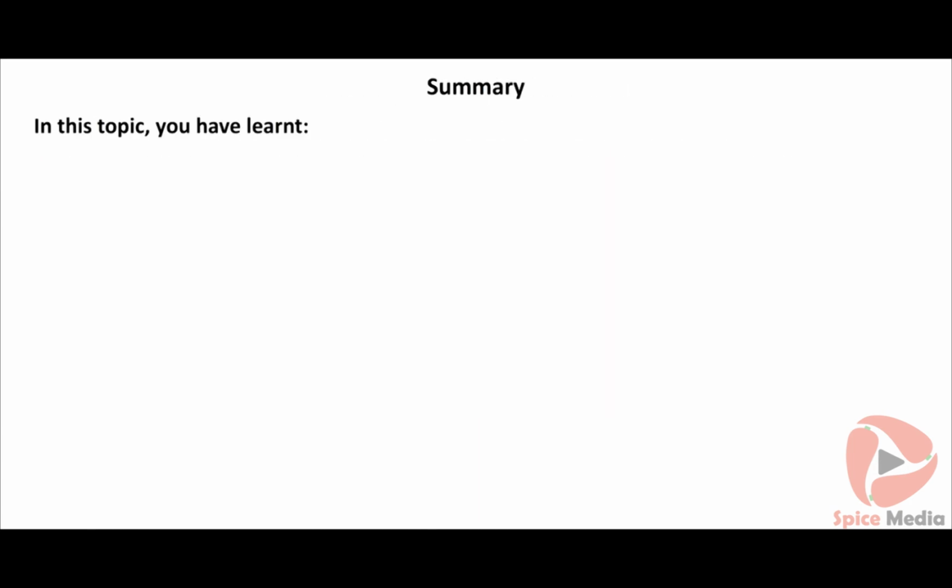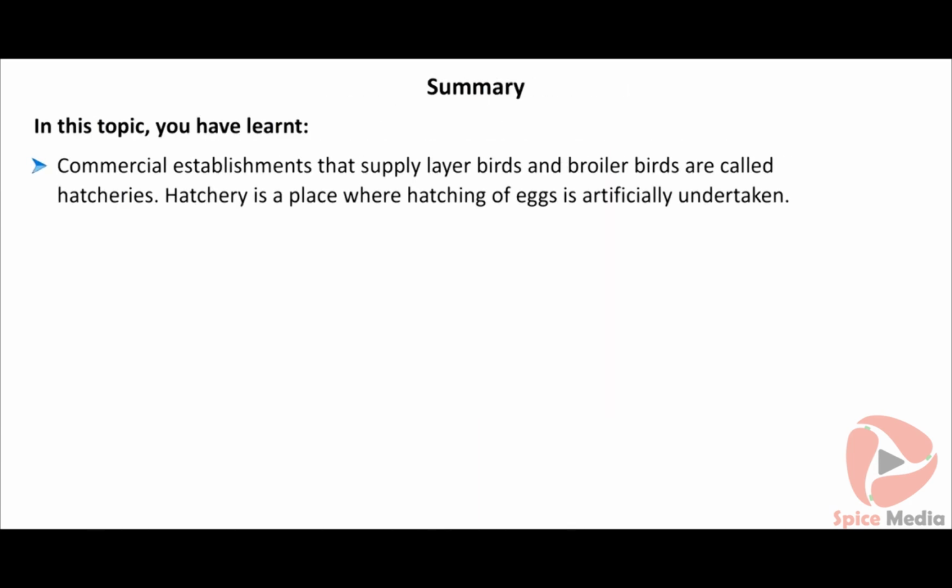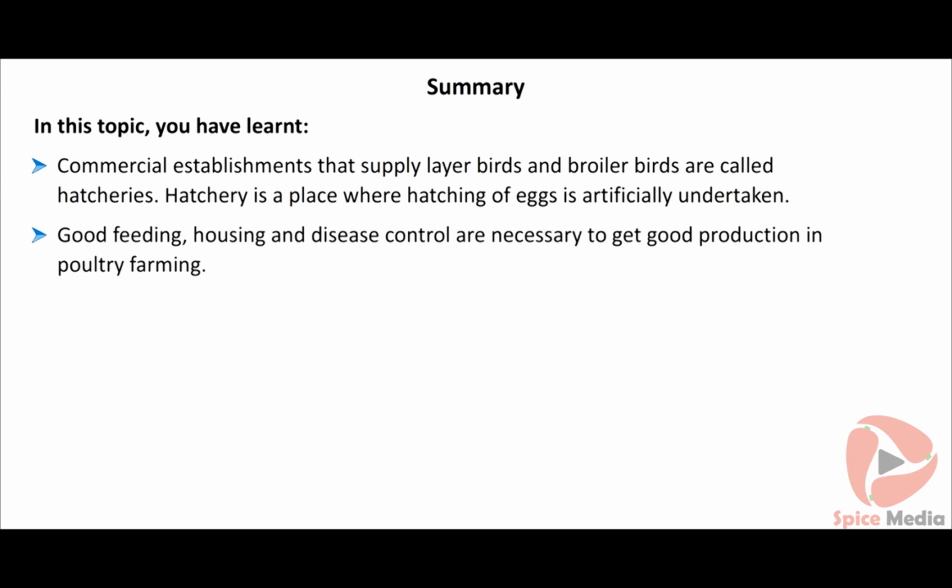In this topic, you have learned commercial establishments that supply layer birds and broiler birds are called hatcheries. Hatchery is a place where hatching of eggs is artificially undertaken. Good feeding, housing and disease control are necessary to get good production in poultry farming.